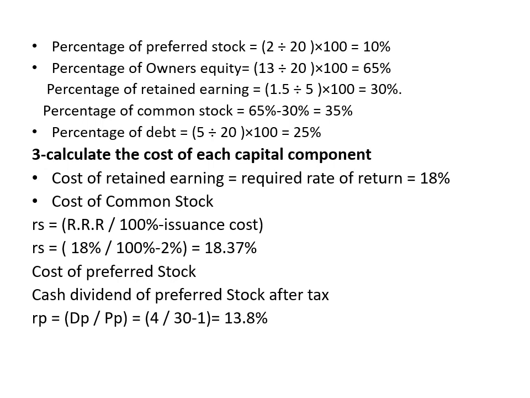The third step is to calculate the cost of each capital component, exactly like the previous exercises. The cost of retained earnings is already given, which is the required rate of return, which is equal to 18%.